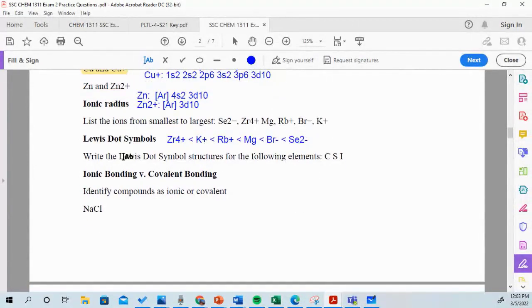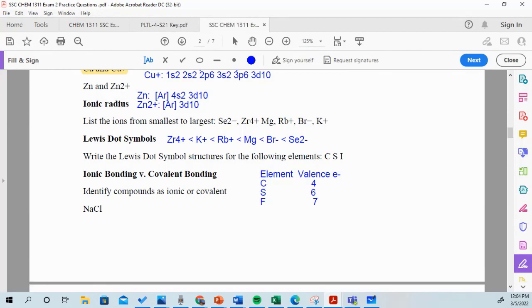You're gaining electrons. Okay, Lewis dot symbols for C, S, and F. So main thing here is understanding the number of valence electrons for these. So what is the valence electrons for C? Perfect. And then S. Awesome. And then F. Perfect.